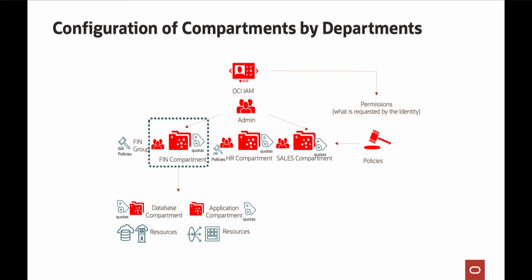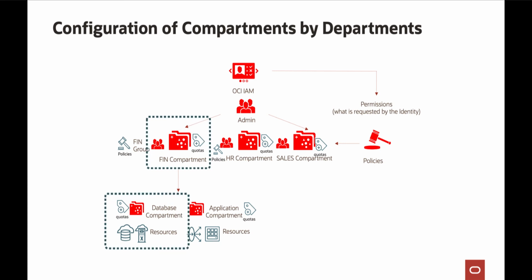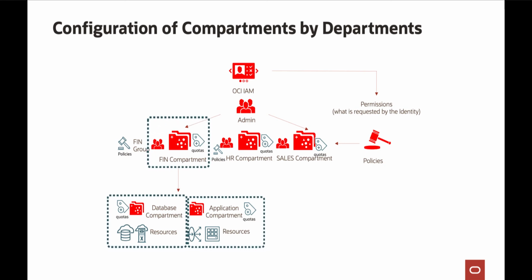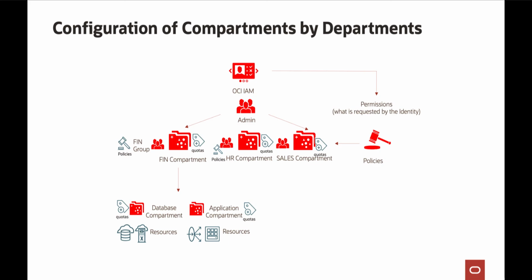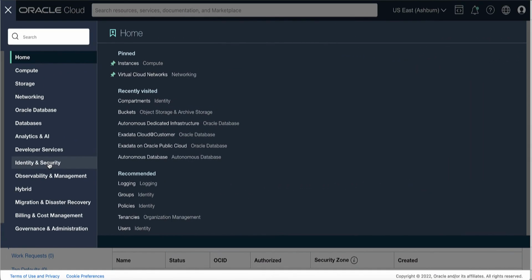So the finance compartment on the far left, if you come down, you'll notice that there's another compartment, a child compartment under it called database compartment. And there is also the application compartment. So the difference here is the finance team would use its own administrators to actually administer the database and application compartments. Now let's go to the demo on how to create compartments and subcompartments using the console.